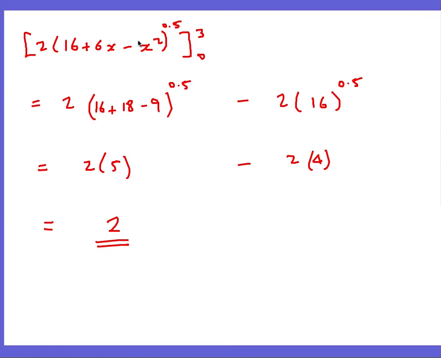So when x is 3, I stick in 3. I'm going to get, ends up being root 25, which gives me 5. X is 0, stick it in. I end up getting root 16, which gives me 4. And then 10 take away 8 is 2.